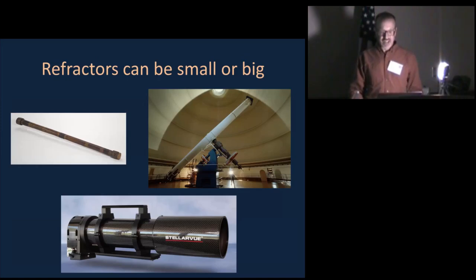They can also be giant. That one you see there on the right is in Wisconsin. It's actually 40 inches in diameter. And the one down at the bottom, that's a modern telescope. That's a Stellarvue, about 5 inches. Those are made down in Auburn, very fine telescopes that you can buy today.